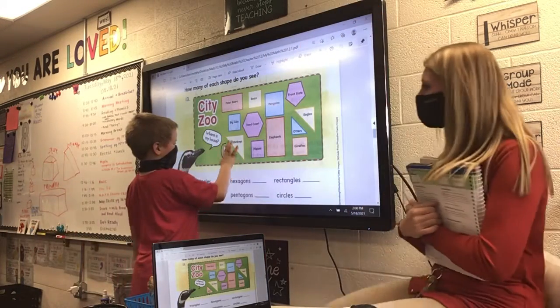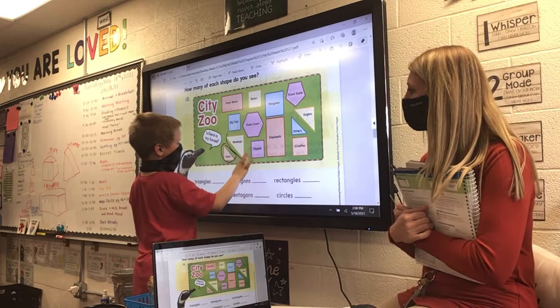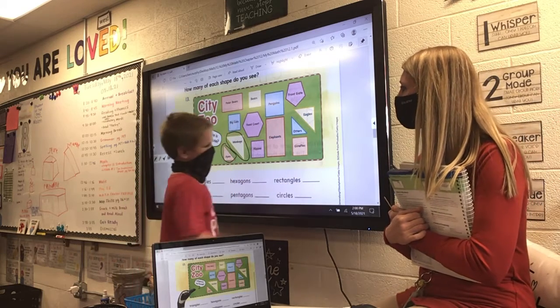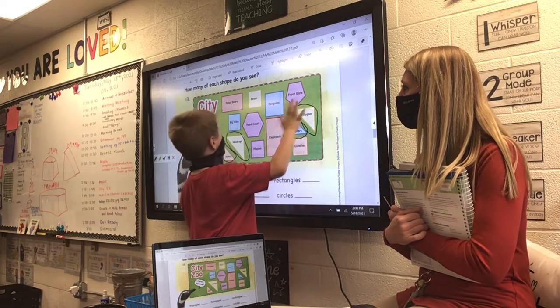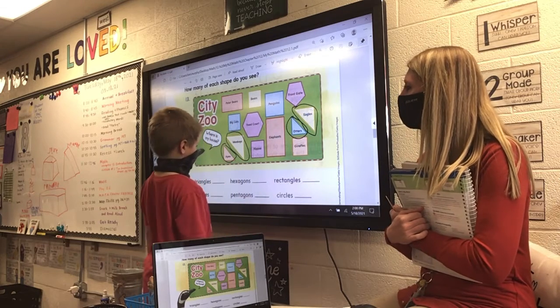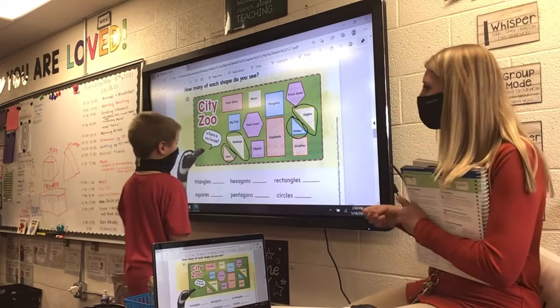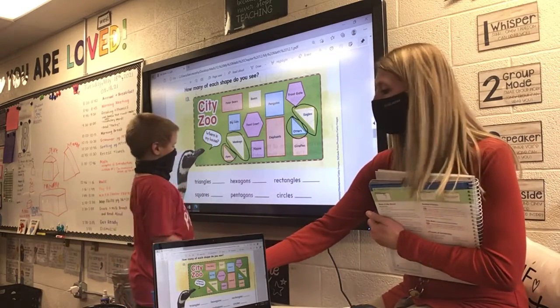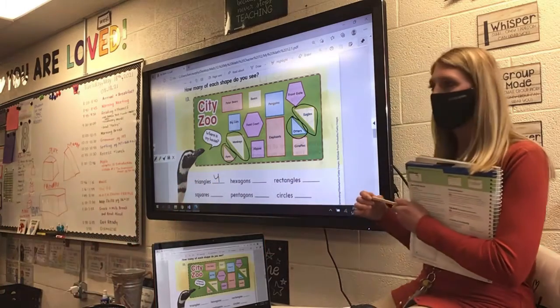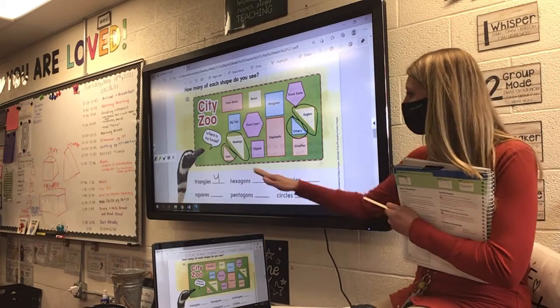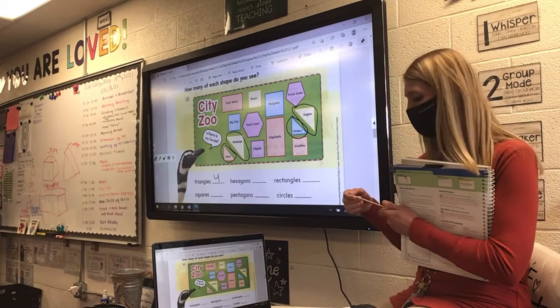Okay, so Wyatt's finding the triangles. Okay, how many triangles did you find? 4. Good job. You found the apes, the monkeys, the otters, and the eagles. All right, let's go across and let's go to hexagons.